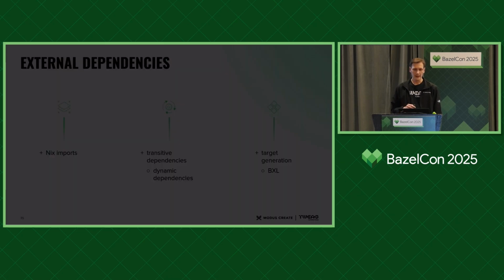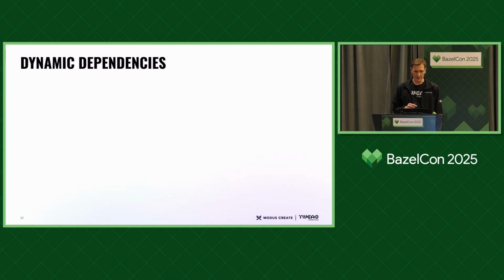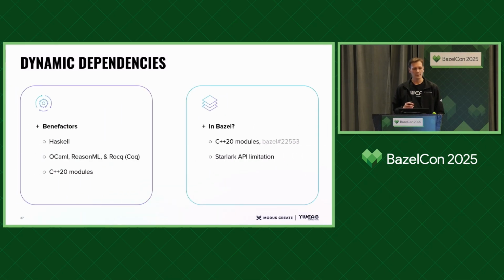All right. So back to Bazel and in particular dynamic dependencies. What sorts of languages benefit from dynamic dependencies? Obviously Haskell is one of them. I've talked about it at length. OCaml and the family of languages there can also benefit from this. It has similar properties. There are a bunch of other languages as well.